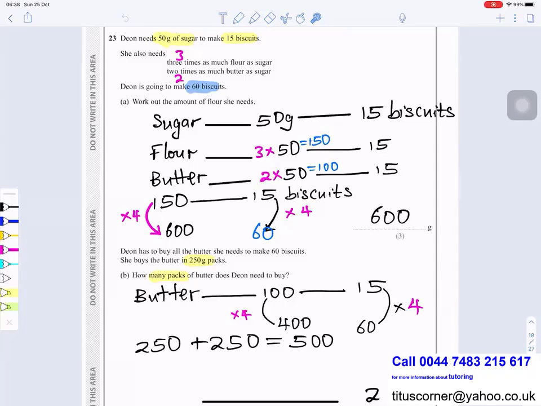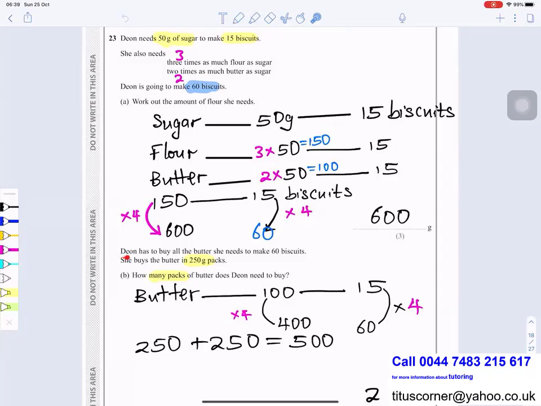Now, 150 makes 15 biscuits. If you multiply 150 by 4, you get 600. If you multiply 15 by 4, you get 60. So 150 gives 15 biscuits, 600 gives 60. So when you multiply by 4 on the left, make sure you multiply by 4 on the right. And that gives you the 600 that you need.